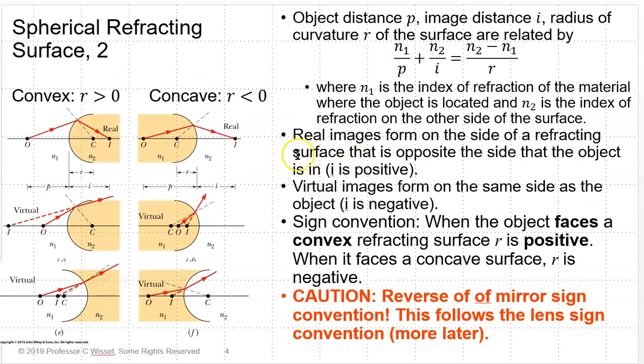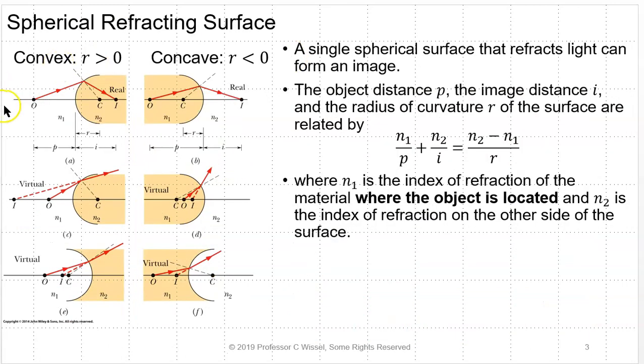As I mentioned before, real images form on the side of the refracting surface opposite the side that the object is on. Virtual images form on the same side as the object, and of course then i is negative. Sign convention: when an object faces a convex refracting surface, R is positive. When it faces a concave surface, R is negative. Now, be careful with this. This is the reverse of the mirror sign convention. This follows the lens sign convention, which we'll go into later. Virtually everything about mirrors and lenses is reversed. They use many of the same equations, as you will find out, but the sign conventions are reversed.